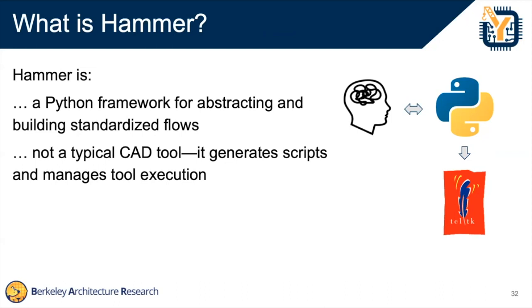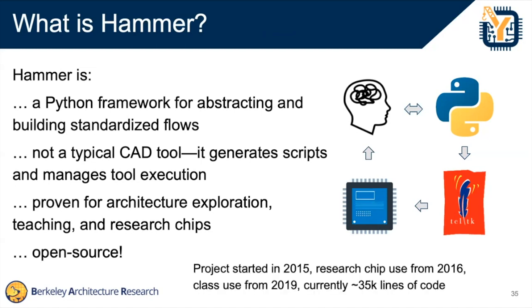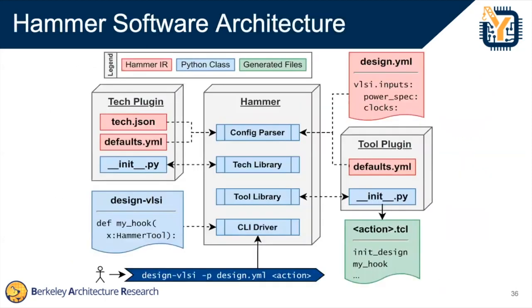So it generates these Tcl scripts, and it manages the execution of the underlying CAD tools. And Hammer has been proven, of course, for architectural exploration, for teaching and designing all of our research chips. And of course, Hammer is open source. Hammer started back in 2015. We've been using it in our chips since 2016, in our classes since 2019, and the repo is currently about 35K lines of code. So a lot of development has gone into Hammer.